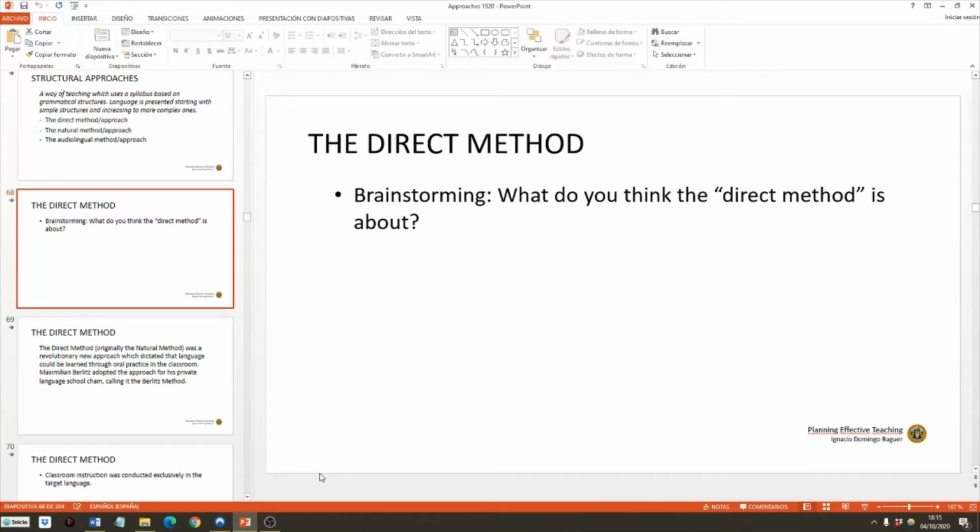Today we will be talking about the direct method and the audiolingual method. It could be said that these two methods are pretty similar. In fact, it could be said that the audiolingual method is the direct method plus the use of some kind of audio reproduction device, be it a tape recorder, a record player, or nowadays an MP3 player.